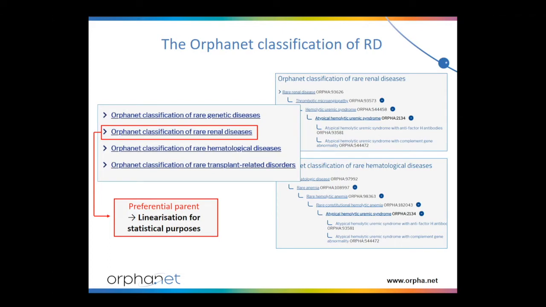This linearization process is based on a defined set of rules listed in a procedure that is accessible on the Orphanet website. However, I wanted to point out that Orphanet should not be viewed as a scientific authority in view of this linearization process. The rules that we have established are subjective and simply aim to ensure a homogeneous methodology of attribution across all entities.